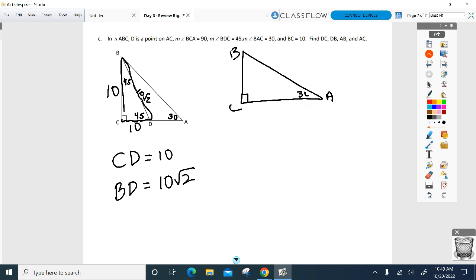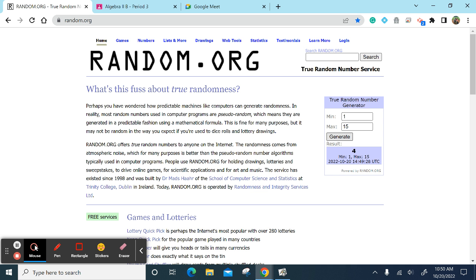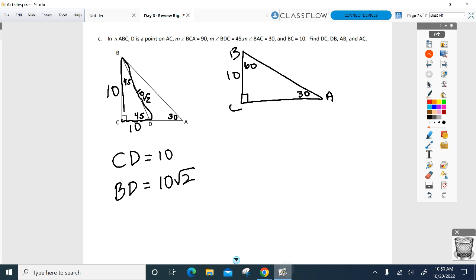This is 30, right? A is 30. We already know this is 10. So this must be 60. What is the 30? What's the 10? Shorter, longer, or hypotenuse? Shorter leg, longer leg, or the hypotenuse? What's the 10?